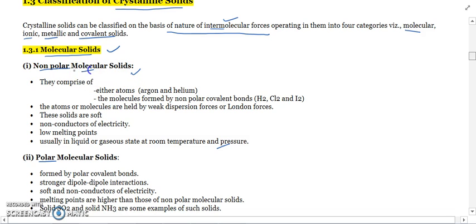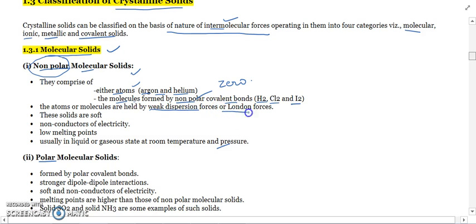These molecular solids, as the name signifies, are non-polar compounds. They have no dipole moment. They comprise either atoms or molecules. If they are atoms, they are unreactive elements like argon and helium. And if they are molecules, they will be non-polar covalent compounds like H2, Cl2, and I2, where the polarity is zero.